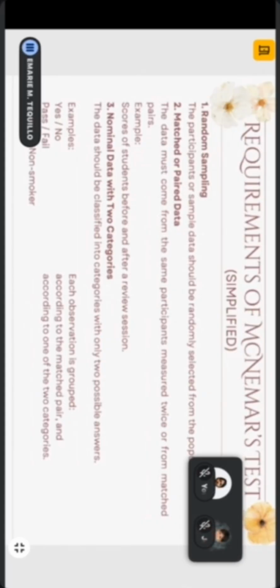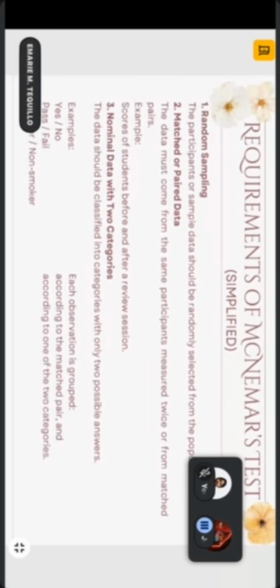Requirements of McNemar's test, simplified version. First, random sampling. The participants or sample data should be randomly selected from the population. Second, matched or paired data. The data must come from the same participants measured twice or from matched pairs. Example, scores of students before and after a review session.